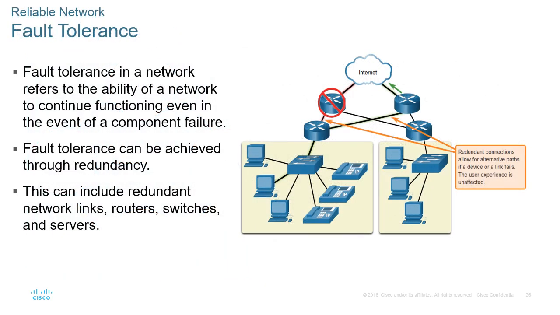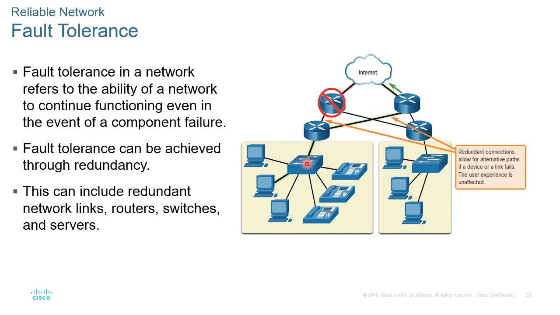Now for the first characteristic, we have fault tolerance, which is the ability of a network to continue functioning even in the event of failure. Now, how is that achieved? It's achieved through what we call redundancy. Now, redundancy can be in the form of backup devices or backup paths that are available to take over in case of failure. In the diagram there, we can see we have a backup link.